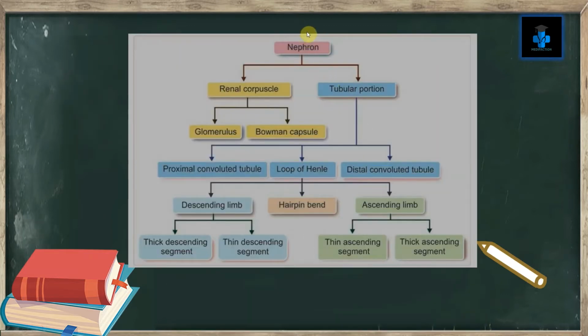So on dividing a nephron, there are two parts, that is a renal corpuscle and a tubular portion, as I mentioned earlier. This renal corpuscle can again be divided into a glomerulus and a Bowman capsule. The tubular portion can be divided into a proximal convoluted tubule, loop of Henle, and a distal convoluted tubule. The loop of Henle can again be divided into three parts, which are the descending limb, the hairpin bend, and the ascending limb. The descending limb can be classified into thick descending segment and thin descending segment. Likewise, the ascending limb can be categorized as thin ascending segment and thick ascending segment.